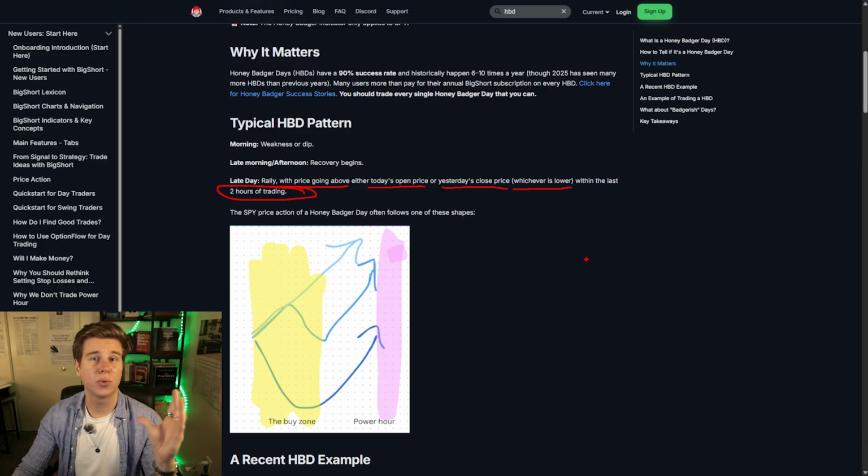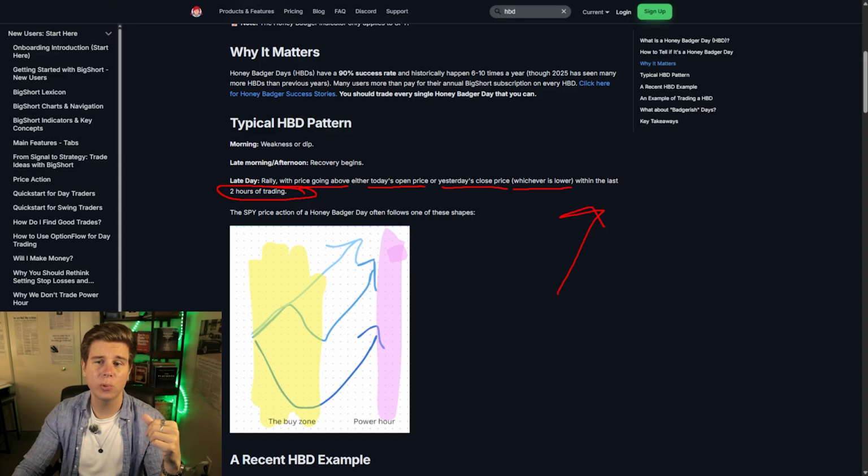Now, in simple terms, the reason honey badger days work is because these happen when there's a lot of shorts that are going to have to cover, and where shorts have to cover, they have to buy, which moves the price up. And the stronger the honey badger day is, the more shorts have to cover. And it's almost like a seesaw. When everyone is on one side of the seesaw, there's nowhere to go but the other side of the seesaw.